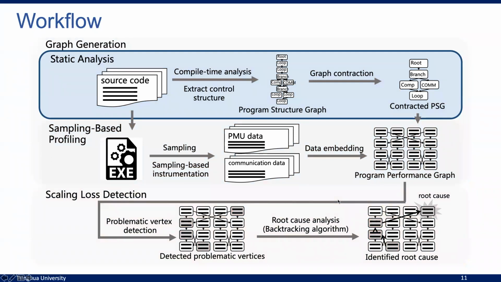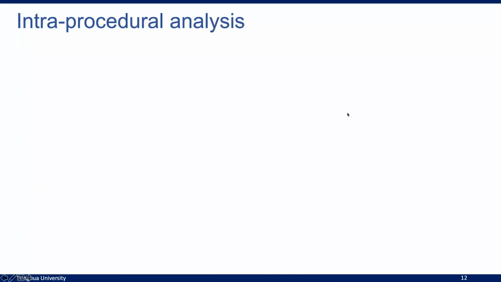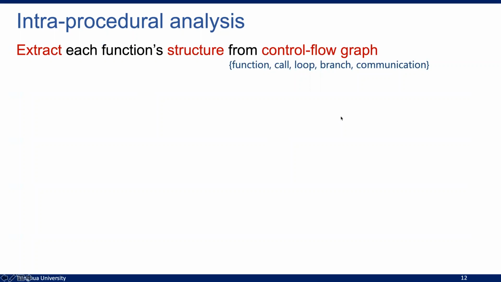First, let's introduce the first step, static analysis. We first extract control structures at compile time and build a program structure graph, and then graph contraction preserves important vertices. At compile time, interprocedural analysis extracts structure from the control flow graph for each function.